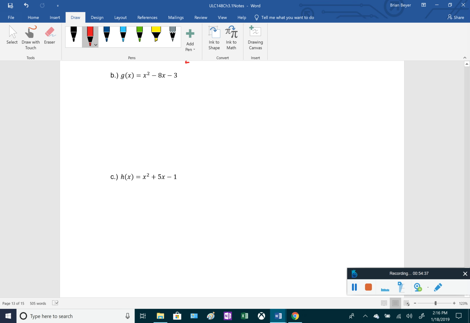Okay, so for the next one we have g of x is x squared minus 8x minus 3. So our b here is negative 8. So b over 2 squared, that's negative 8 over 2 squared, negative 4 squared, so 16. So we're going to add and subtract 16. So it's going to be x squared minus 8x minus 3. Let's add 16 and subtract 16.